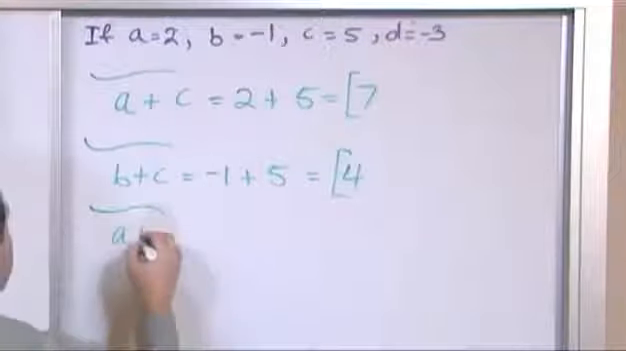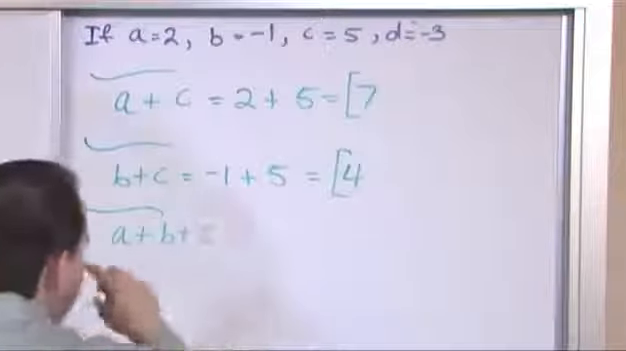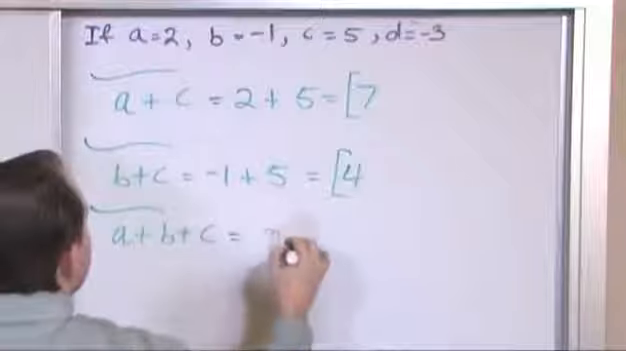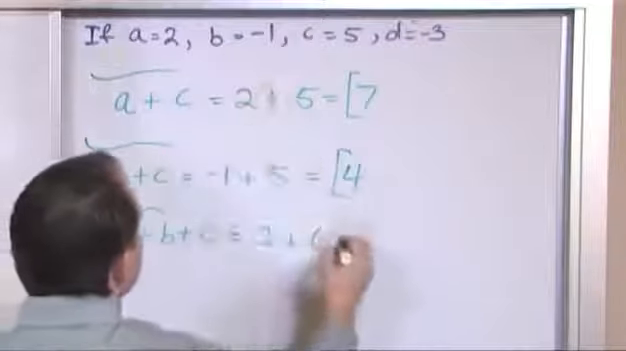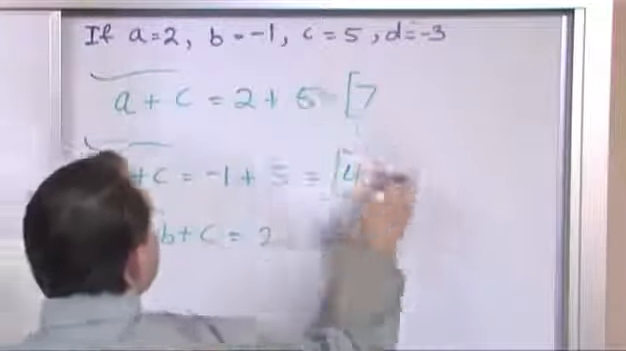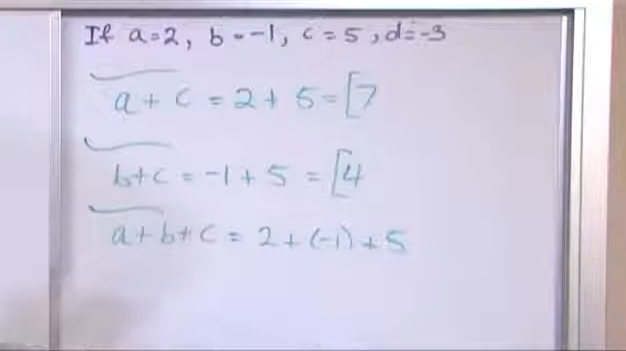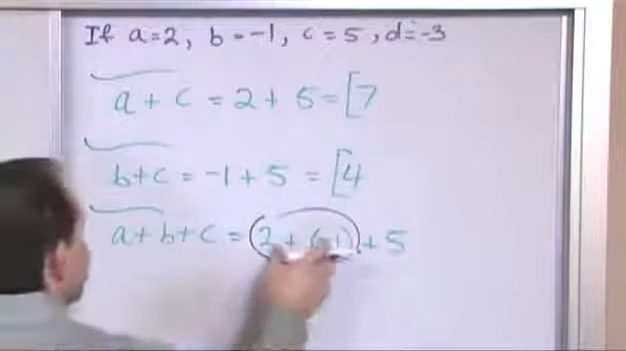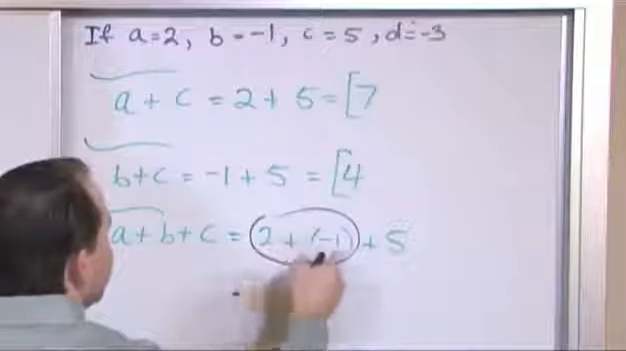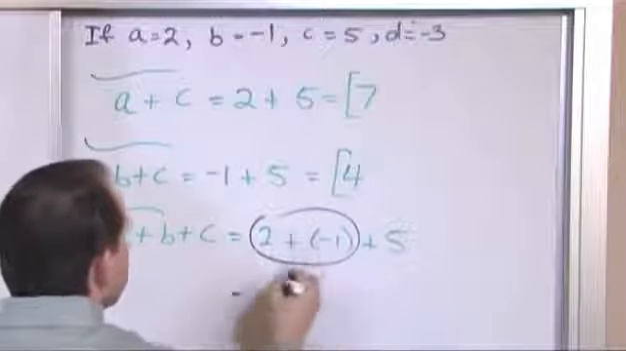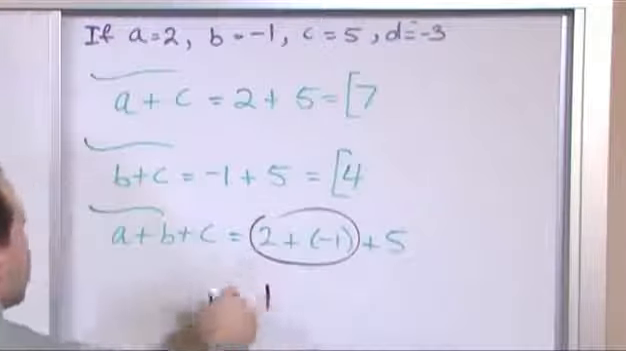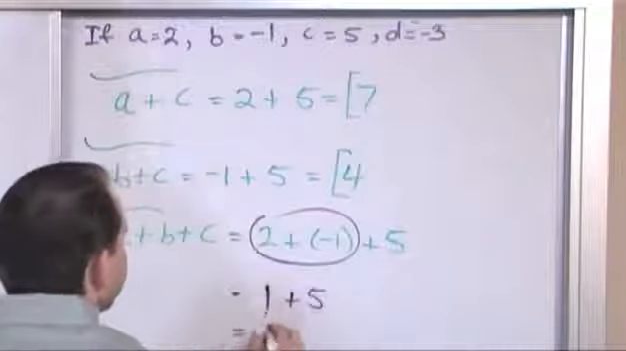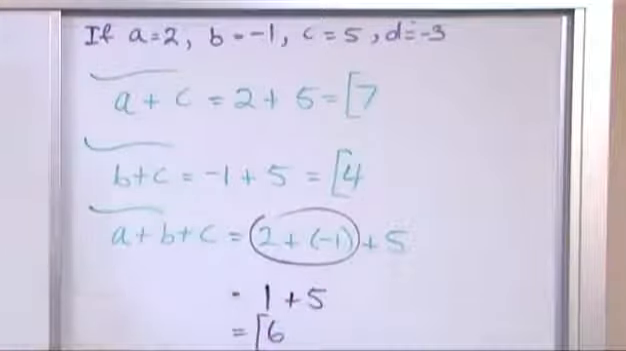Now if we had A plus B plus C, again, it's starting to look really complicated, but it's not, because you just substitute in 2 plus negative 1 plus C, which is 5. And then you deal with it exactly the way that you dealt with it a minute ago. You start left to right, so you deal with these. 2 plus negative 1, these are different signs, so I subtract them. 2 minus 1 is 1. The sign comes from the bigger number, so it stays positive. I still have to add this 5 on there. 1 plus 5 is 6, and that is the answer to that.